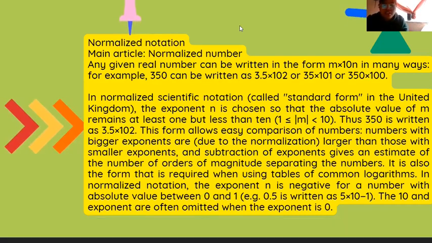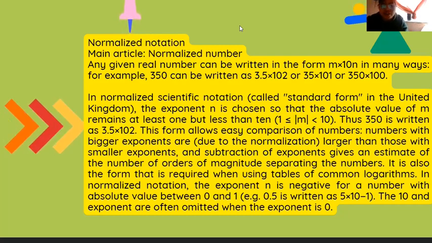In normalized scientific notation, called standard form in the United Kingdom, the exponent n is chosen so that the absolute value of m remains at least 1 but less than 10. So 1 is less than or equal to m, the mantissa, and m is less than 10. Numbers with bigger exponents are larger than those with smaller exponents, and subtraction of exponents gives an estimate of the number of orders of magnitude separating the numbers. It is also the form that is required when using tables of common logarithms.